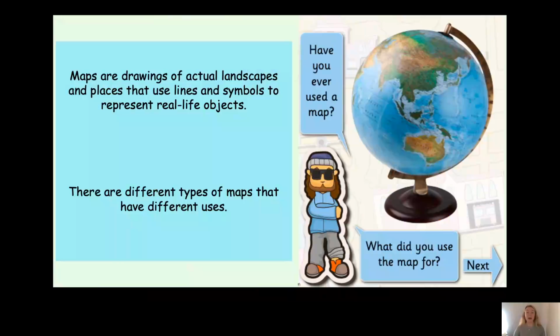Well, a map is a drawing of a landscape or a place that uses lines and symbols to represent real life objects. So, for example, there could be a line that represents a railway track, or there could be a symbol that represents a building. But also on a map, we can find natural features like rivers and mountains. And there are lots of different types of maps that we use for different purposes.